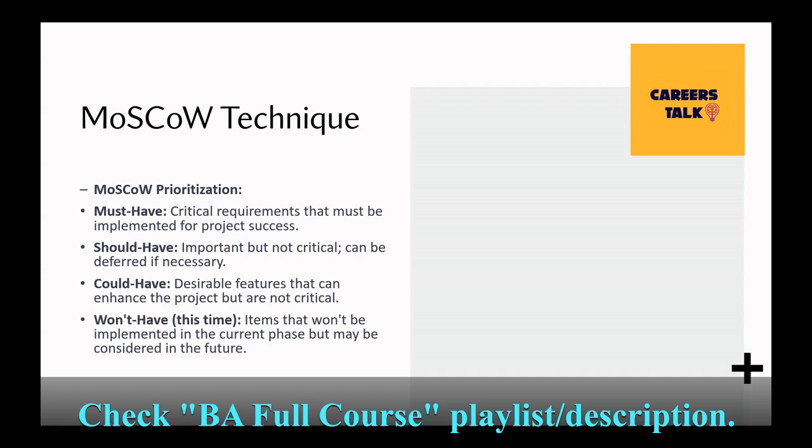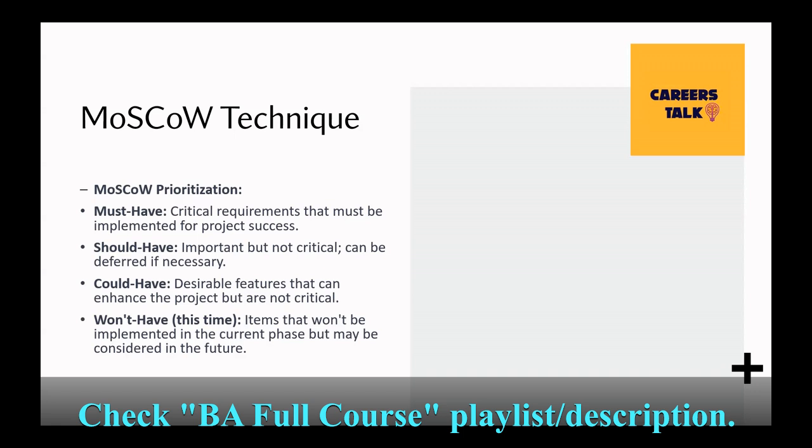And should have is something that is important, but not that critical. You can say it's good to have for the project execution, but it can be deferred. It can be neglected. That's why it's said it should have. If we can bring it in within the time constraint, within the project, within that specific budget, then it's a good to have feature, but it's not mandatory like the must have feature we just spoke about. Could have is again a desirable feature that can enhance the project, but it's not that critical.